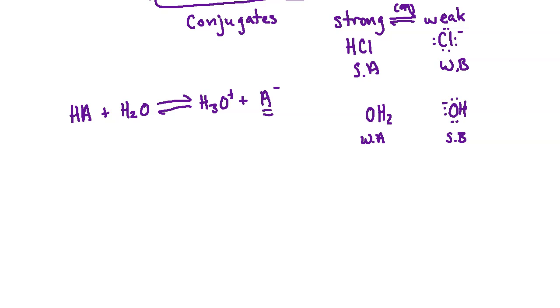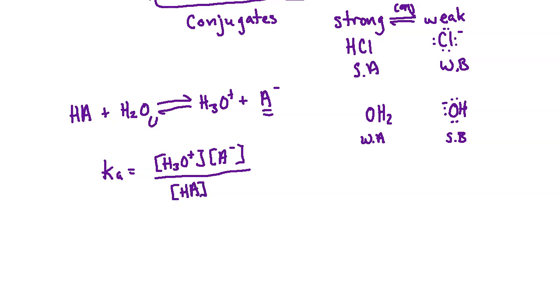Now, when we get ready to set up the Ka for whatever HA might be, that given acid, you would set it up by saying concentration of H3O plus times the concentration of A minus, because remember it's products over reactants, and then it would be the concentration of HA. Now keep in mind water is a liquid, and water is 10 to the minus 14th, so it's not going to have a large contribution to the Ka factoring. So we exclude water, even though it's present there, when we get ready to calculate the Ka.